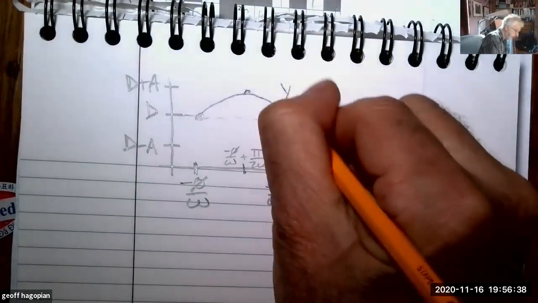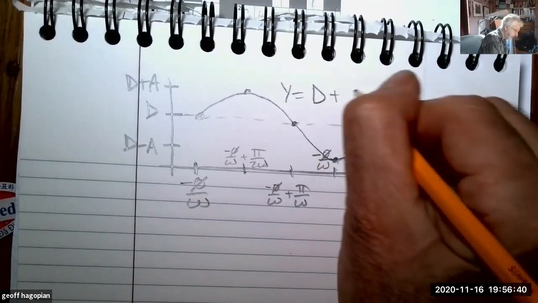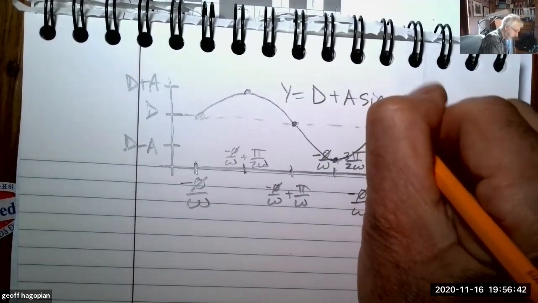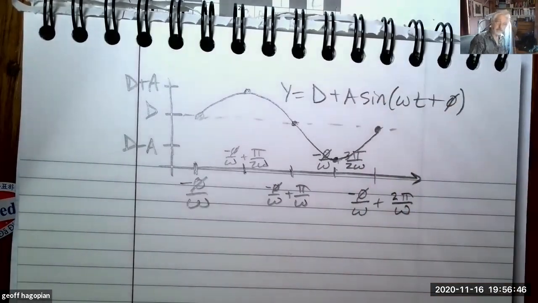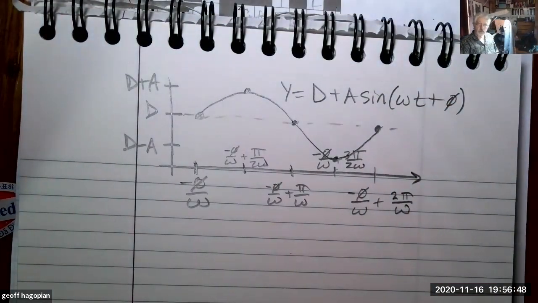So this is the graph of y equals d plus a times the sine of omega t plus phi. If it were a cosine, what would you do? You'd start at the top instead of at equilibrium, and you'd end at the top with the same sort of shape in between, except shifted.